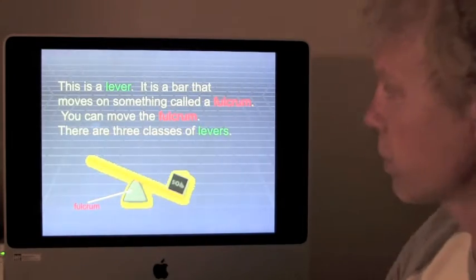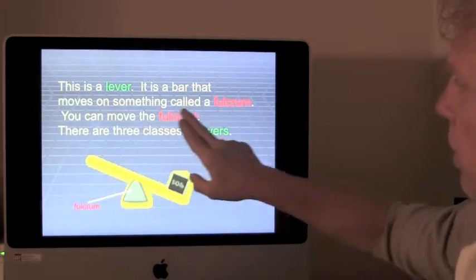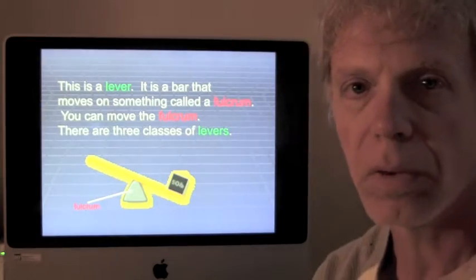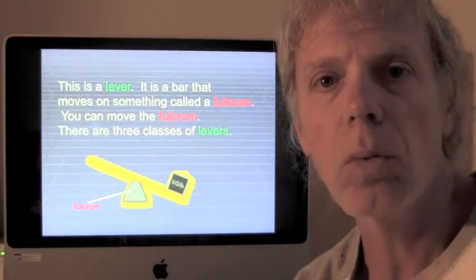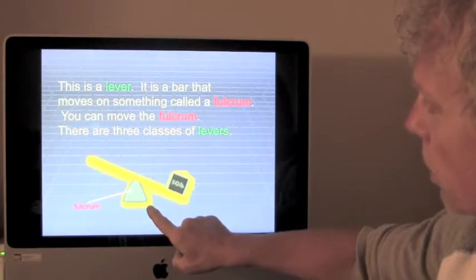A lever. A lever is a bar that moves on something called a fulcrum. Now, fulcrum is a new word, it's a new definition, but for now just understand that it's a new word in your vocabulary. This is the fulcrum.